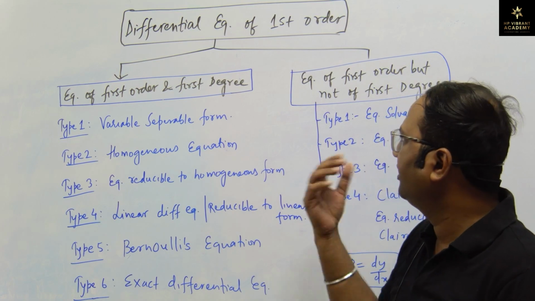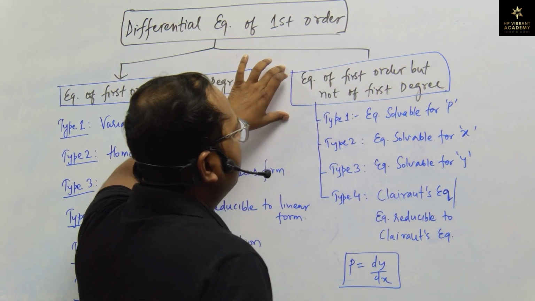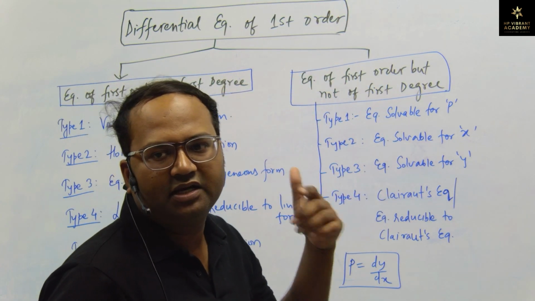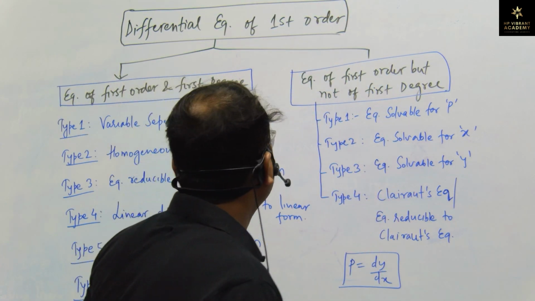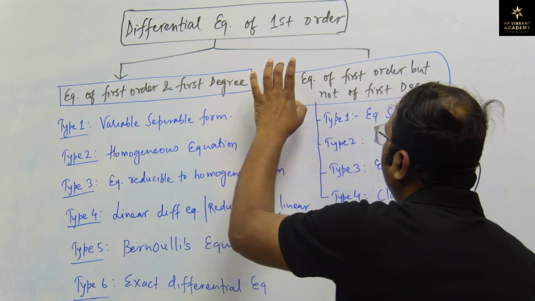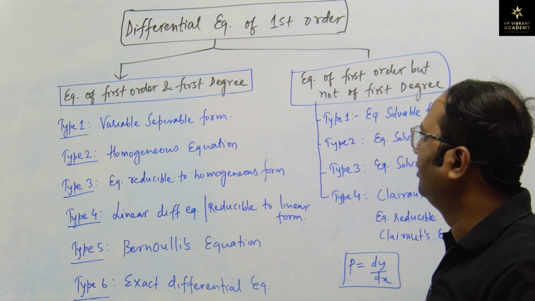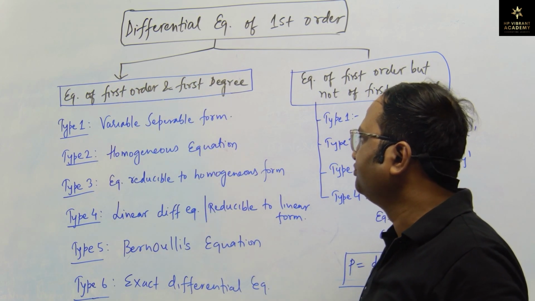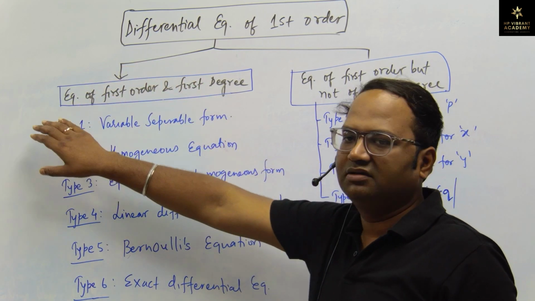And secondly, we have the equation of first order but not of first degree. यहाँ पे order 1 है but degree 1 नहीं है. Degree can be 2, 3, 4, etc., but not equal to 1. Here degree is not equal to 1. But here we have the order is 1 as well as degree is 1. So under this we study these many types.